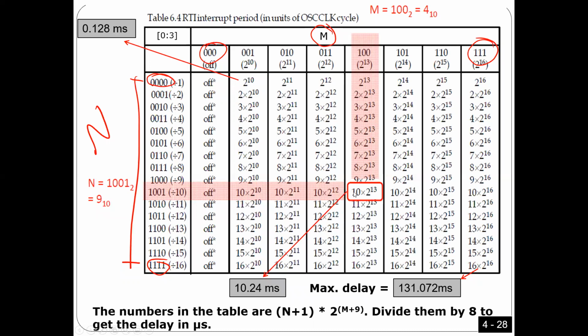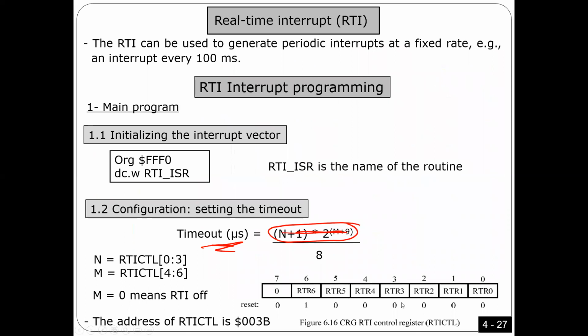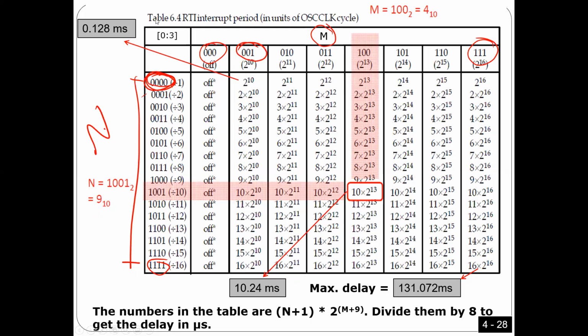So for example, if you select this one here, guys, and you divide this one by 8 microseconds, right? So you are gonna make a delay every 10.24 milliseconds, right? So let me say it simply. If you look here, guys, you can see the minimum timeout you can get is 0.128 milliseconds, as you see here. This is if you put 0000 in N, and if you put 001 in M. So if you put this value in this register, you actually are gonna have delay.